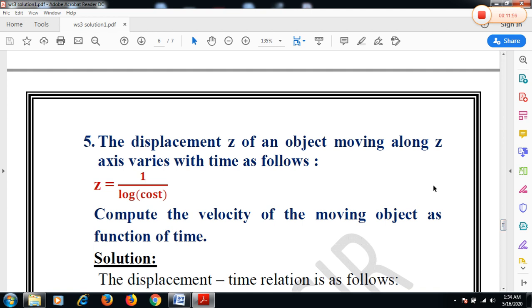That is the problem number 5. The displacement z of an object moving along z-axis varies with time as follows: z equals to 1 by log of cos t. Compute the velocity of the moving object as function of time. Okay students, so let us move forward to the solution of this problem.